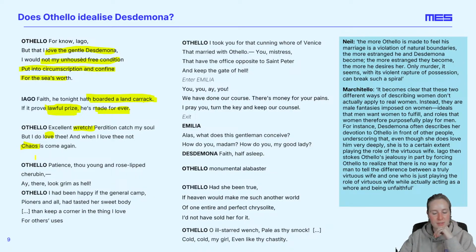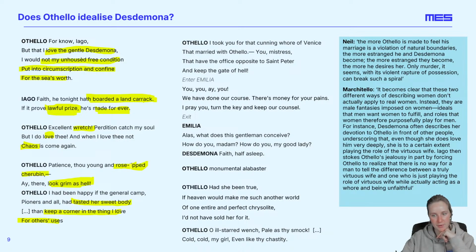And when he starts suspecting her: "Patience, thou young and rose-lipped cherubim, ay, there look grim as hell." And: "I had been happy if the entire camp, pioneers and all, had tasted her sweet body, so I had nothing known. O, now for ever farewell the tranquil mind." Interesting, we've got quite a lot here.